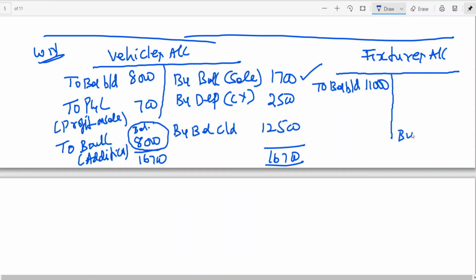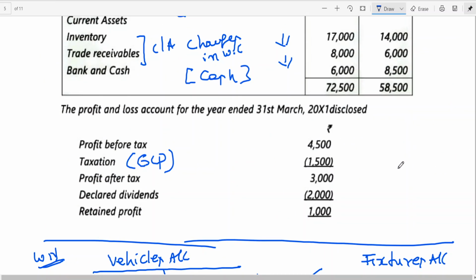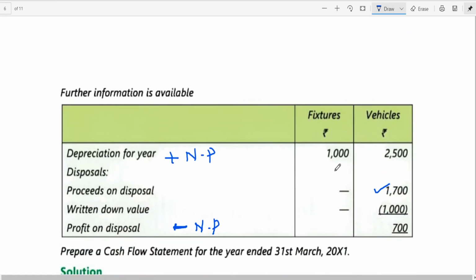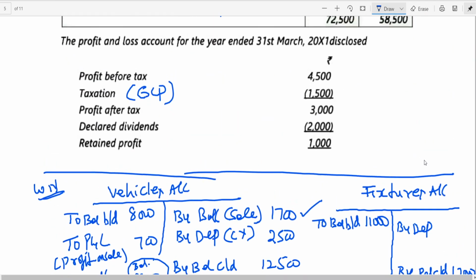Be careful while writing the balances. You should see which is the opening balance, which is the closing balance. By balance carried down, 17,000. And you also got depreciation for fixtures that has been calculated, 1,000 rupees for the year. So depreciation 1,000. Now you can see 17 plus 1 is 18, 18 minus 11,000, 7,000 is fixtures purchased during the year.